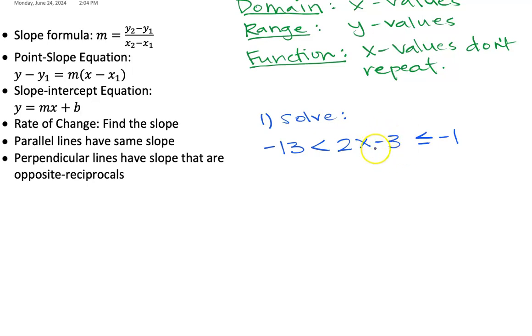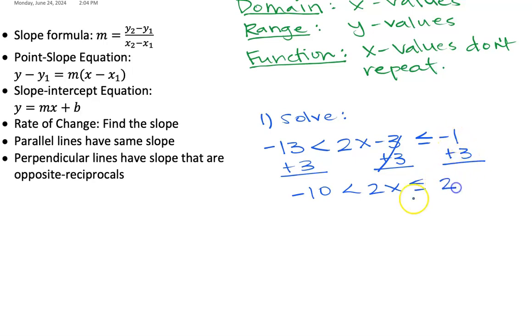So that means first thing I need to move is that subtract 3. So that means I'm going to add 3 to all of the different parts here, right? All 3 parts. This is called a tripartite because it has 3 parts, and so that's important to do. So that the 3's are gone now in the middle. On the left, we're left with negative 10 is less than 2x, which is less than or equal to negative 1 plus 3, which is positive 2.